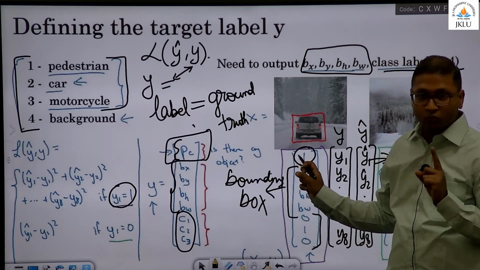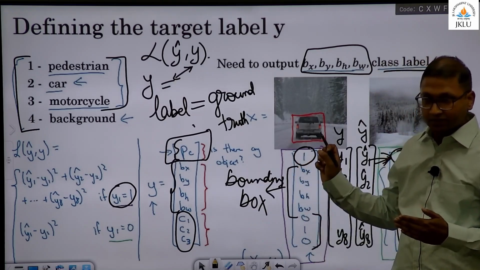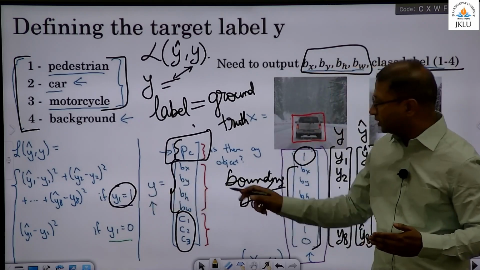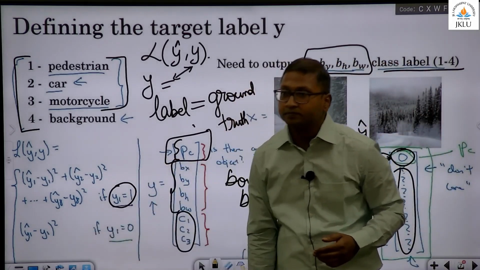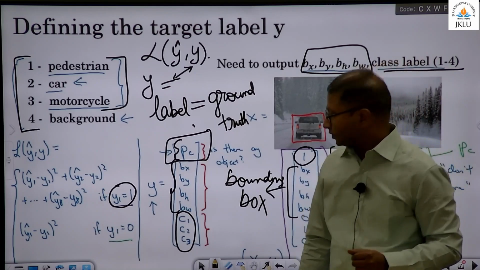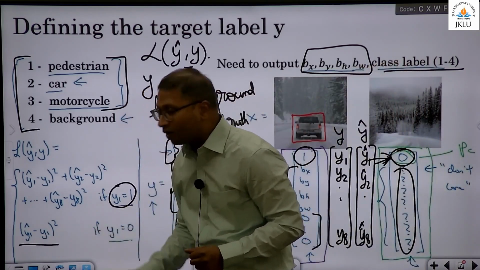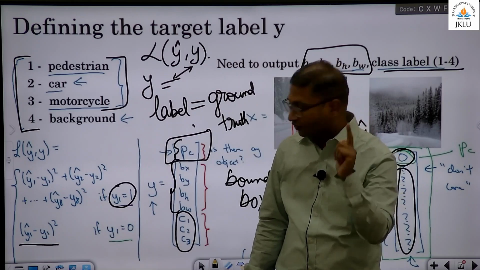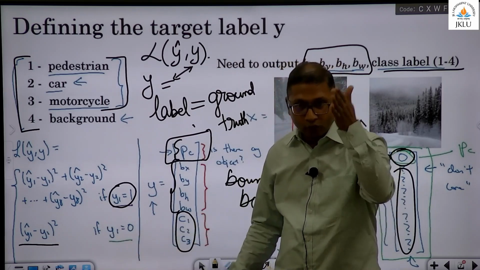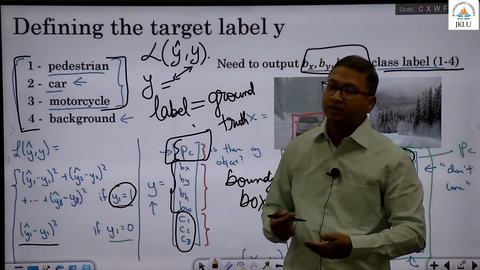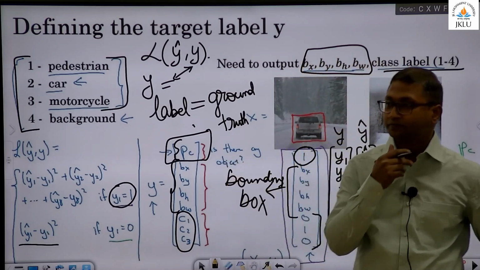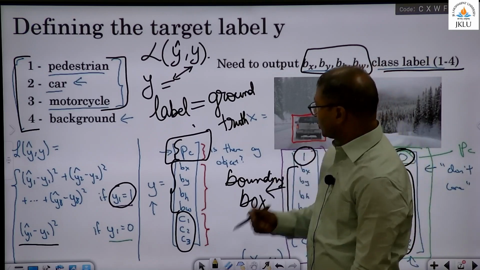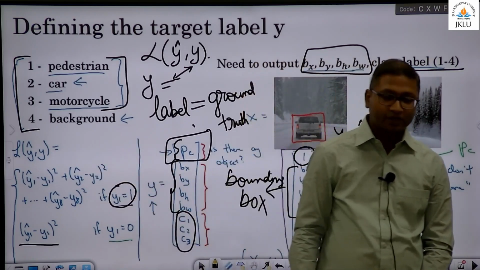If this guy is 1, I care about the rest of the things. So if this guy is 1, then it is this. Else, just the square of the difference of the first element, because I don't care about what is there in the rest of the 7 things. Do you like this loss function, or can you help me improve it?